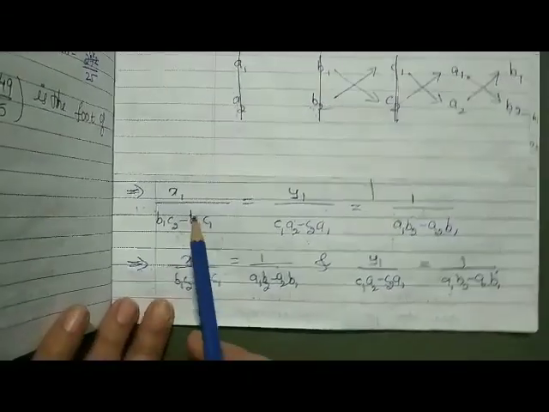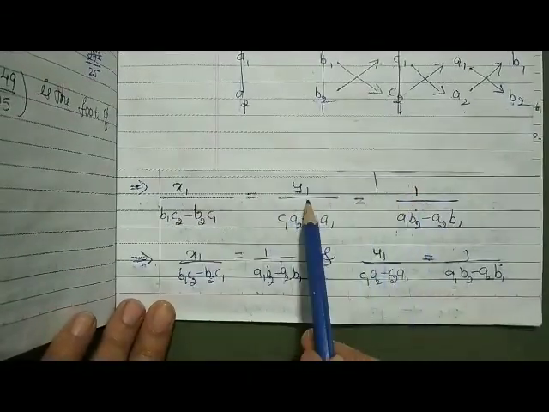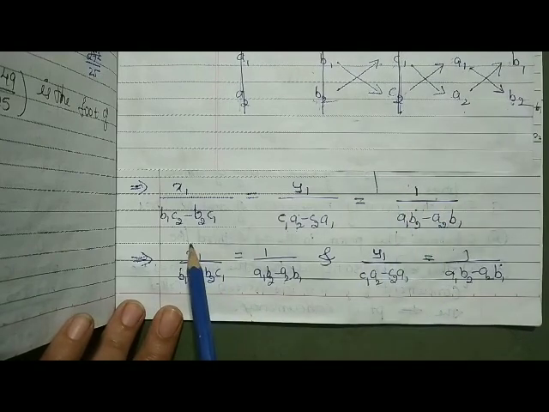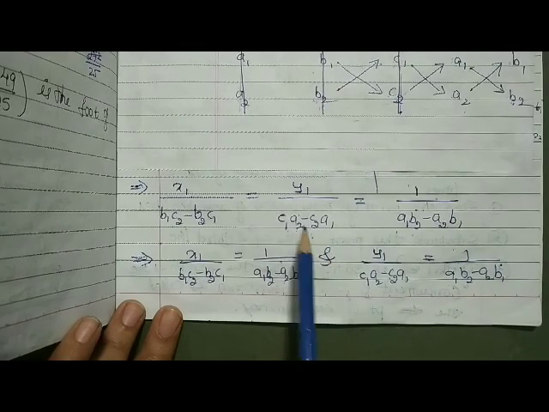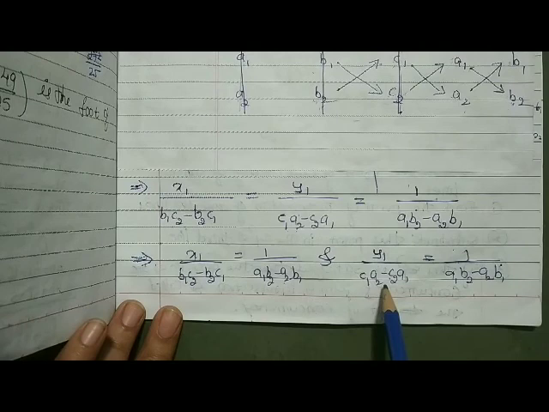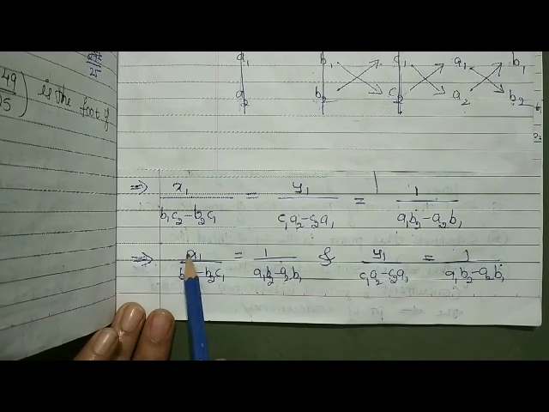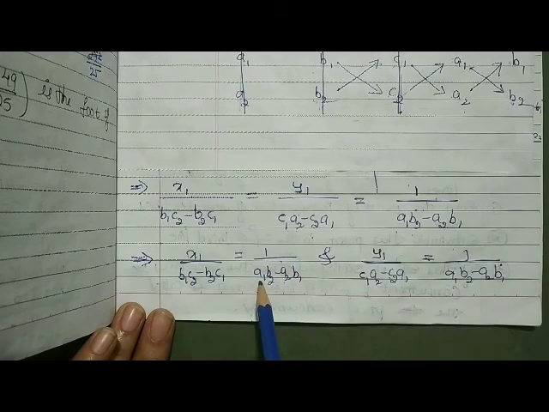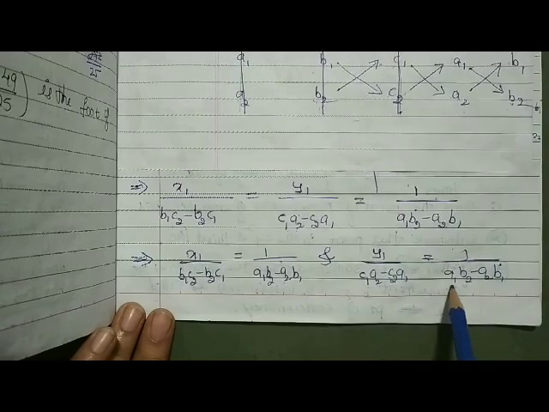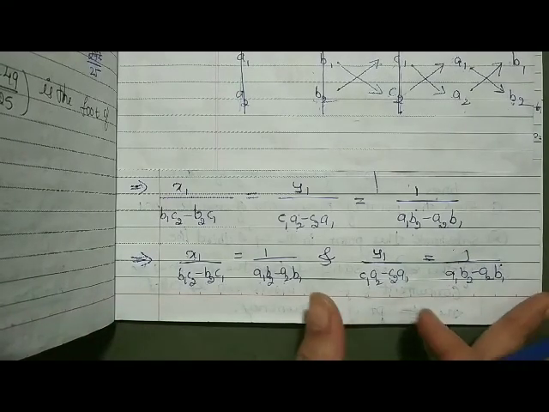Okay, so equating first and third and second and third: x1 by b1 c2 minus b2 c1 is equal to 1 by a1 b2 minus a2 b1, and y1 by c1 a2 minus c2 a1 is equal to 1 by a1 b2 minus a2 b1. Then x1 is equal to b1 c2 minus b2 c1 by a1 b2 minus a2 b1, and y1 is equal to c1 a2 minus c2 a1 by a1 b2 minus a2 b1.